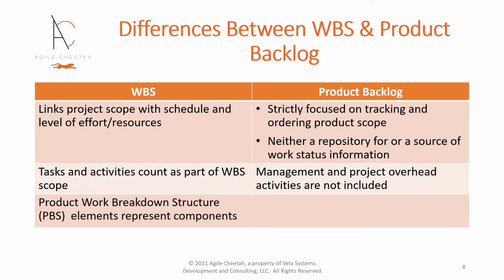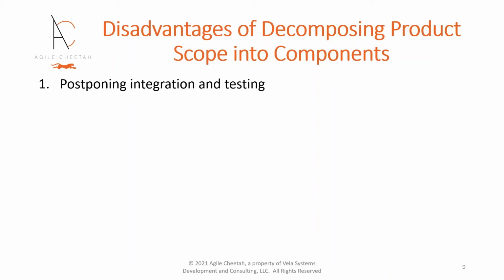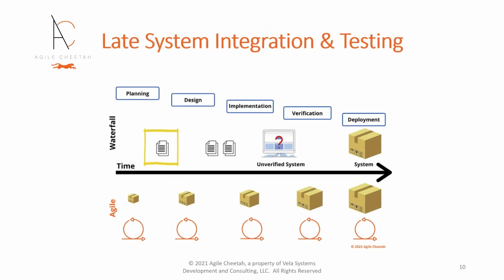Finally, product-oriented WBS elements represent components, while product backlog items represent features. Decomposing product scope into components versus features has 3 major disadvantages. The first disadvantage is postponing integration and testing. In traditional software projects, there is often nothing valuable to test and evaluate from a business or mission perspective until most or all components are integrated into a cohesive solution. In traditional software projects, system integration is done infrequently, often occurring only once towards the end of development.